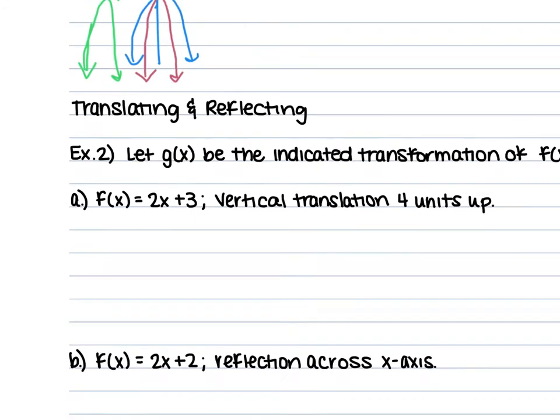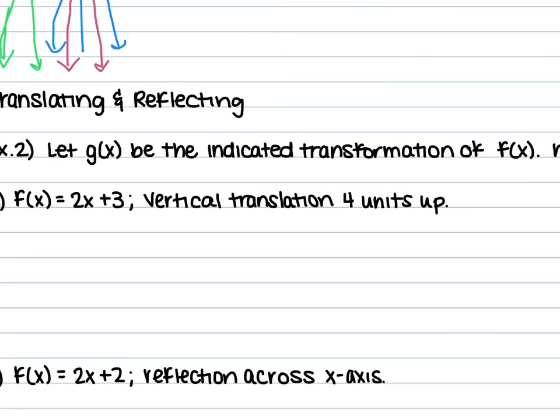So vertical translation 4 units up, this means we're going up 4. So we need to add 4 on the outside of our parentheses. We don't have any parentheses here, so we're just going to add 4 to our equation. So g of x is going to be 2x plus 3 plus 4. And now we can combine any like terms that we have. So we have this 3 plus 4 here. So our g of x is going to be 2x plus 7.